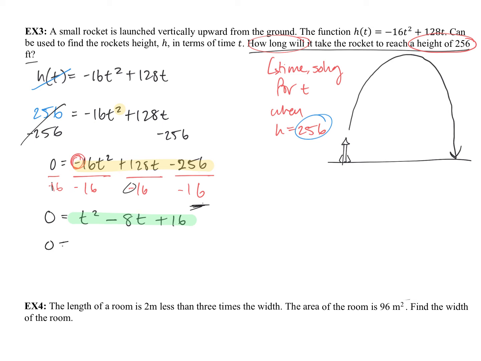So, we're looking for factors of 16 that would, when I add them together, I'll get a negative 8. And we just have t because we have a positive 1 in front of the t squared. Well, I know they should both be negatives because I want to add to get a negative. Oh, and then factors of 16, when I add them and I get 8, that's just 4 and 4.